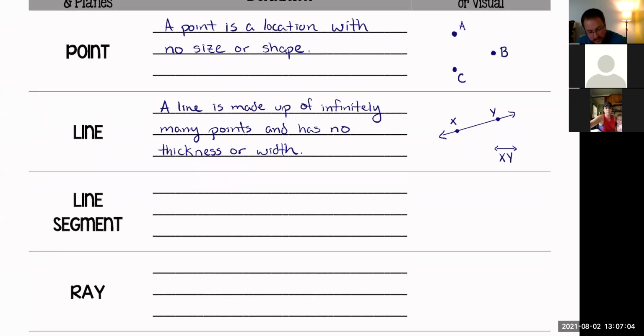Now, the next one on here emphasizes why it was so important to put the arrows on the ends of our line, because we also now are going to start working with line segments. So line segments are just a measurable part of a line, consisting of two endpoints.